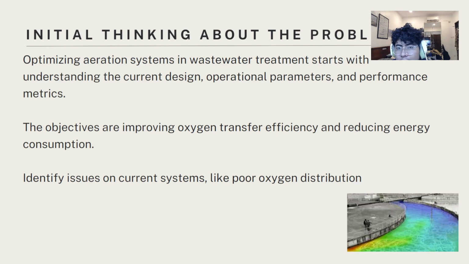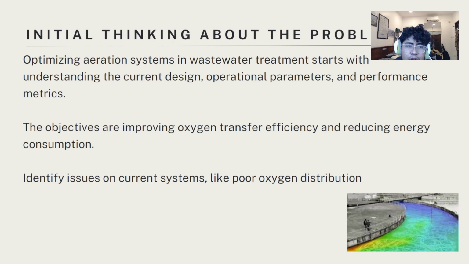Of course, we need to identify issues in the current systems, like poor oxygen distribution, and why that is so. On the bottom right corner of the screen is a map of the flow of aeration systems, and if it flows well, it should have better aeration, then it should decompose faster and be better.